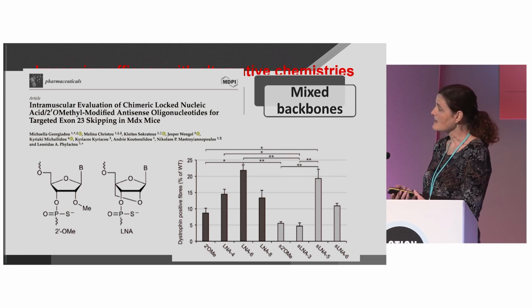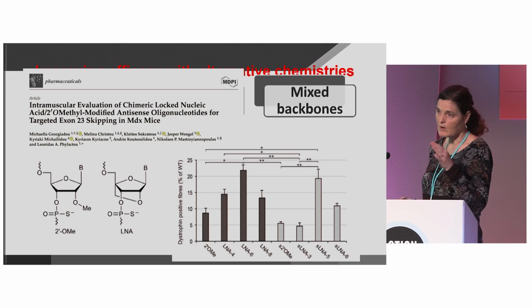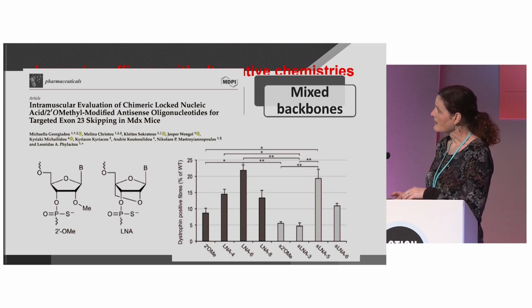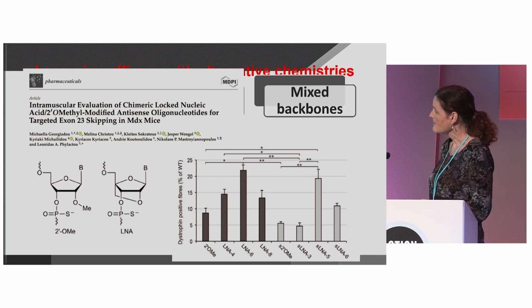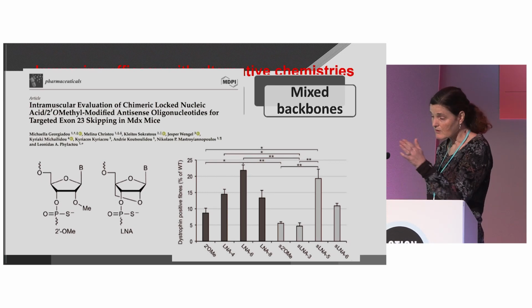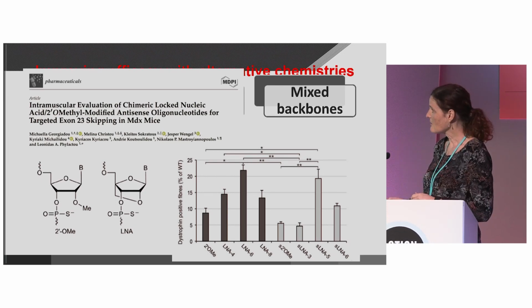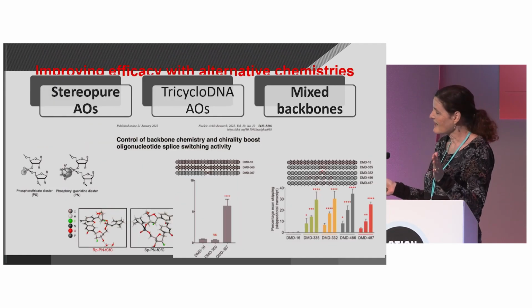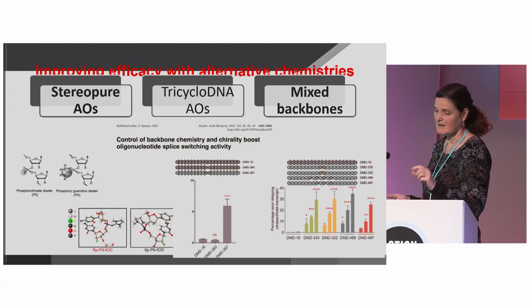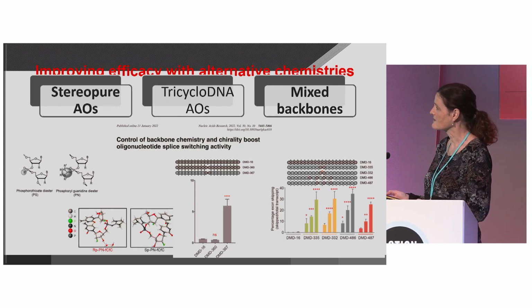And then finally, there's mixed backbone. So not just having one chemistry in the antisense, you could have a mixture. And again, this is quite dated work, but they have done mixtures of chemistries, and they show that they can increase the levels of dystrophin-positive fibers in the MDX mouse. So there is potential to change how well the antisense works by just mixing the backbone. Obviously, there's a lot of permutations because the antisenses are 20 to 30 bases long, so there's a lot of differences you could examine.